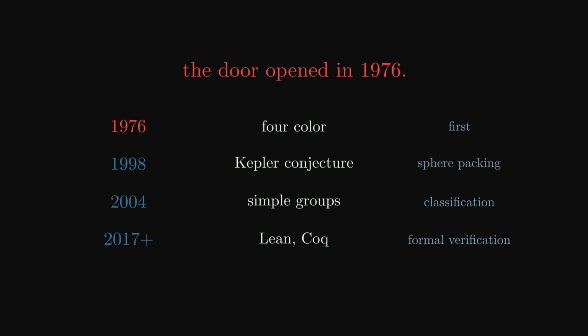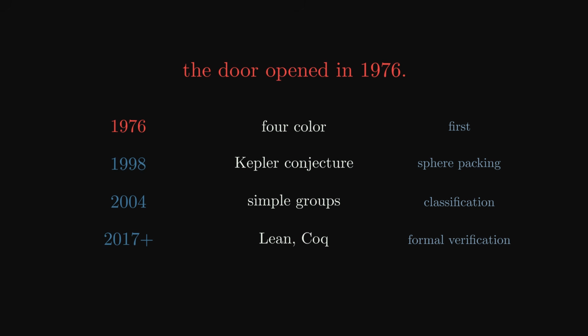It opened the door. The Guthrie question, born in 1852, posed casually, resisted for 124 years, is now a textbook result. Every graph theory course teaches it. Every mathematician knows the statement. The proof, however, is rarely taught in detail. Students learn that the theorem is true and that the proof requires a computer. They are not asked to verify it. They are asked to trust it.